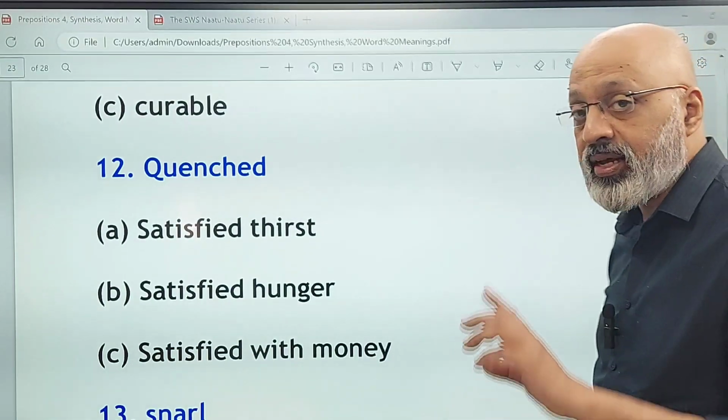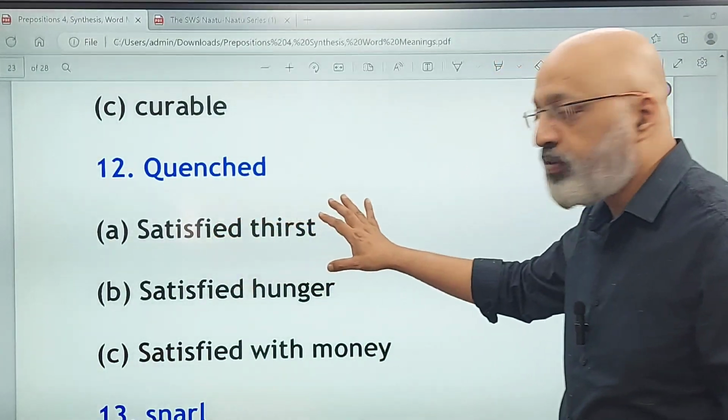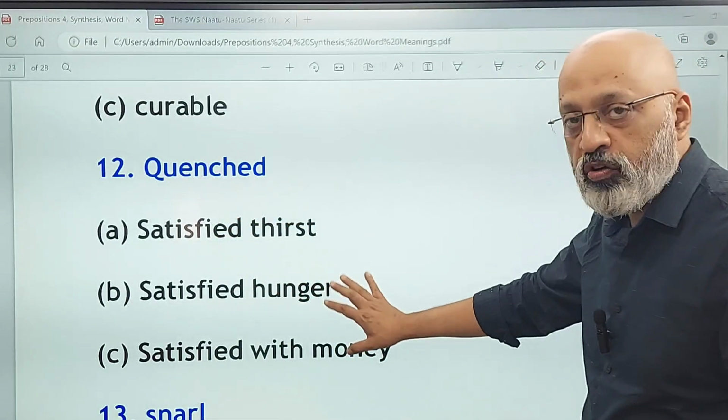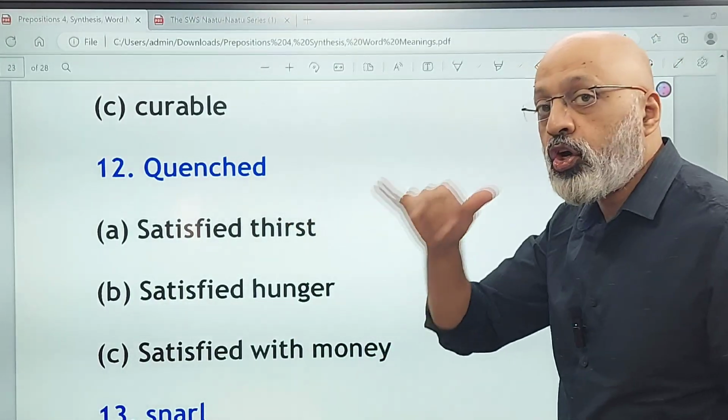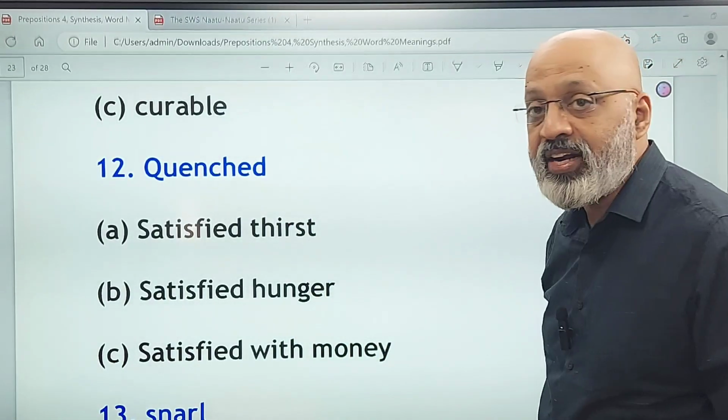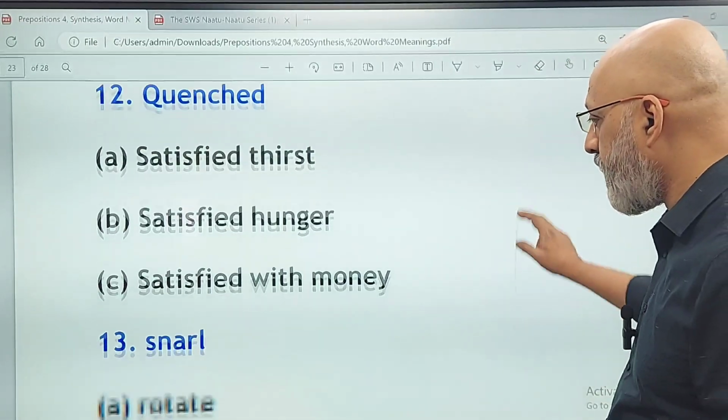Quenched को किस तरह से इस्तेमाल करते हैं? Satisfaction of thirst, satisfaction of hunger or satisfaction with money. So quenched your thirst, जब पानी पीते हैं, it is satisfaction of thirst.